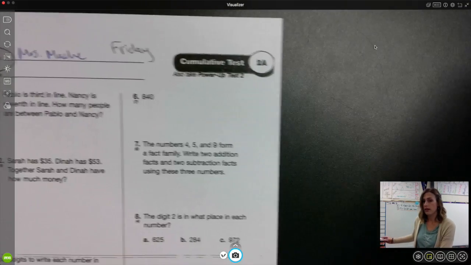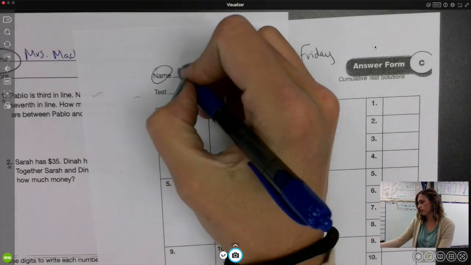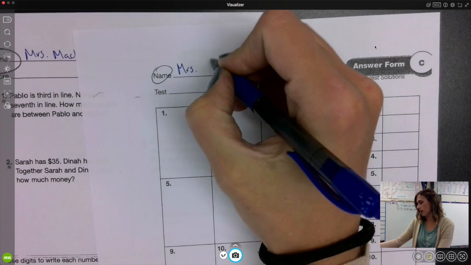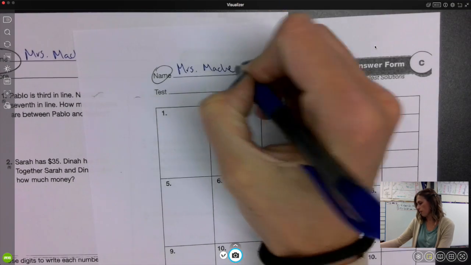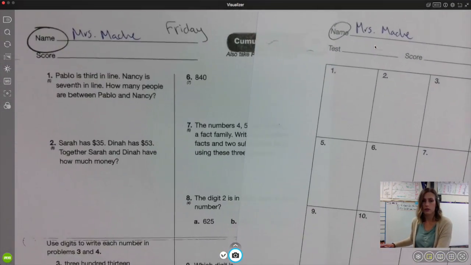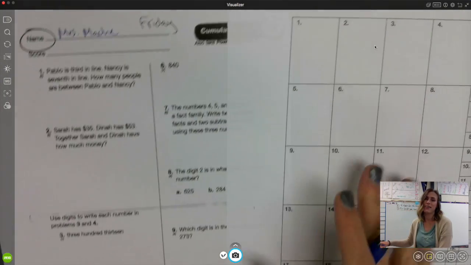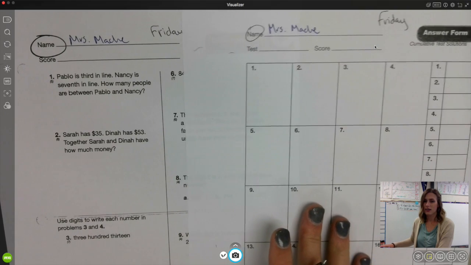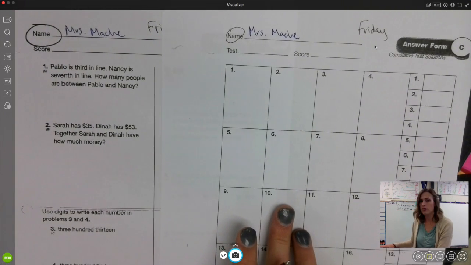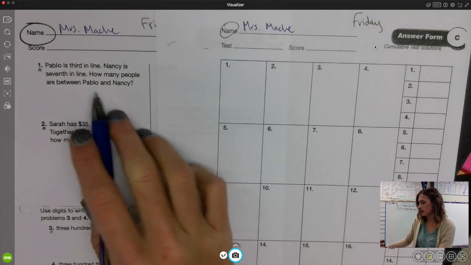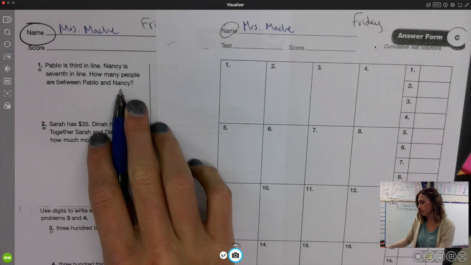On our math test today, we need our two forms, our answer form and then our form with our questions on it. Let's look at number 1. It says Pablo is 3rd in line. Nancy is 7th in line. How many people are between Pablo and Nancy?